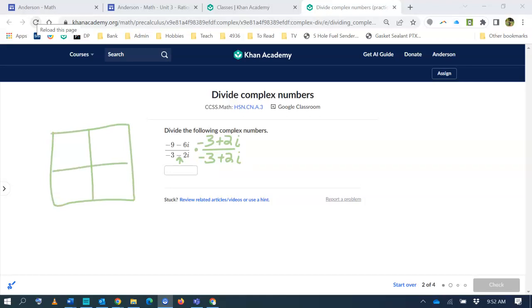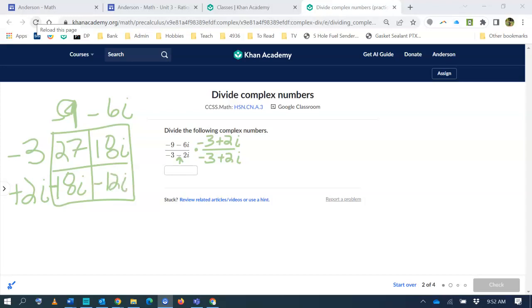So we'll have two different multiplication problems. This will be the numerator. Negative 9 minus 6i. Sometimes this pen doesn't work very well. And then negative 3 plus 2i. All right, so do the math. Negative 3 times negative 9 is positive 27. Negative 3 times negative 6 is positive 18 with an i. Negative 9 and 2 is 18. Oh, negative actually. Negative with an i. And then finally 2i and negative 6i is negative 12i squared.